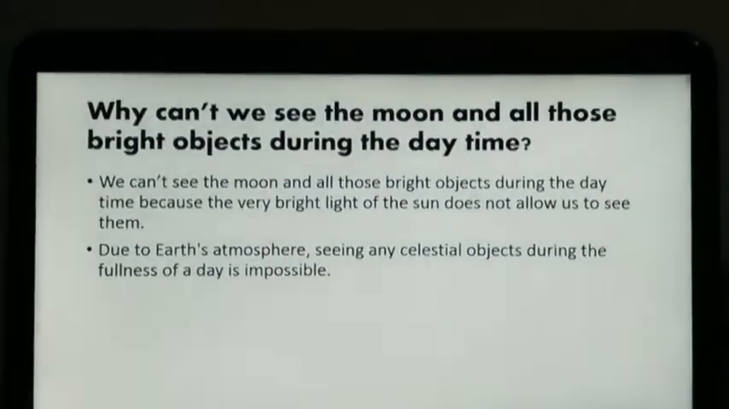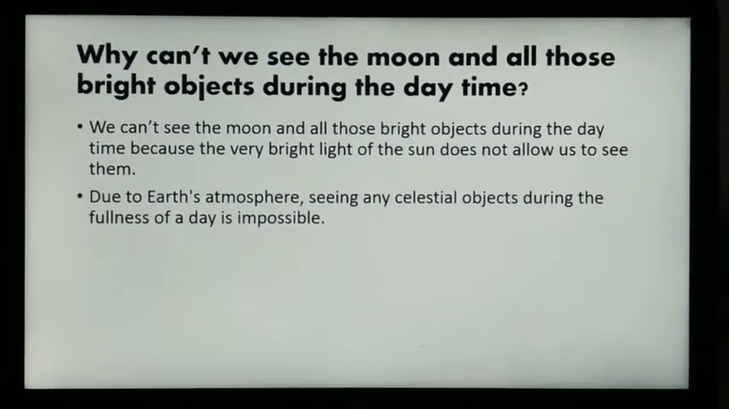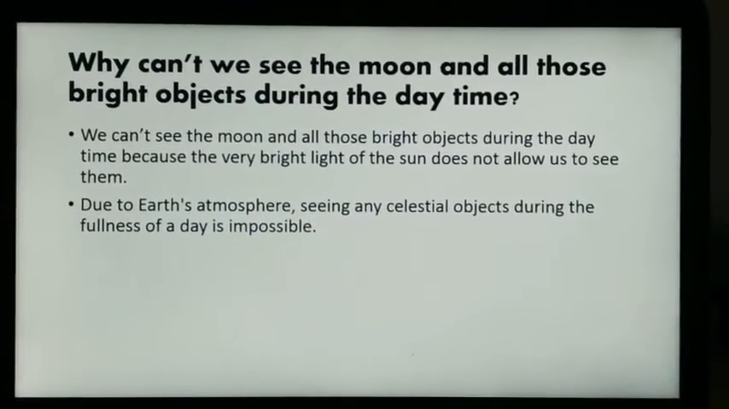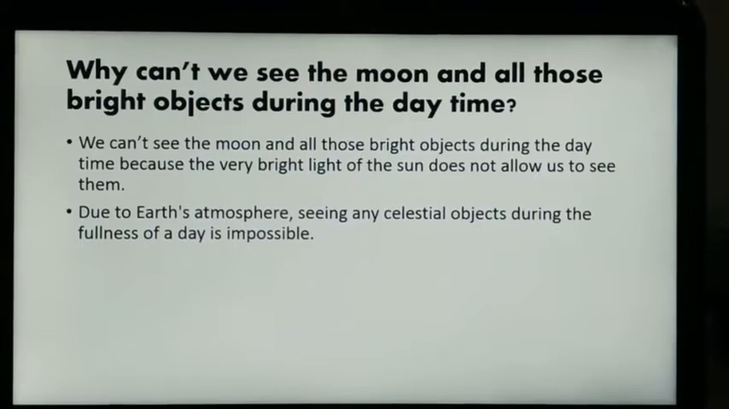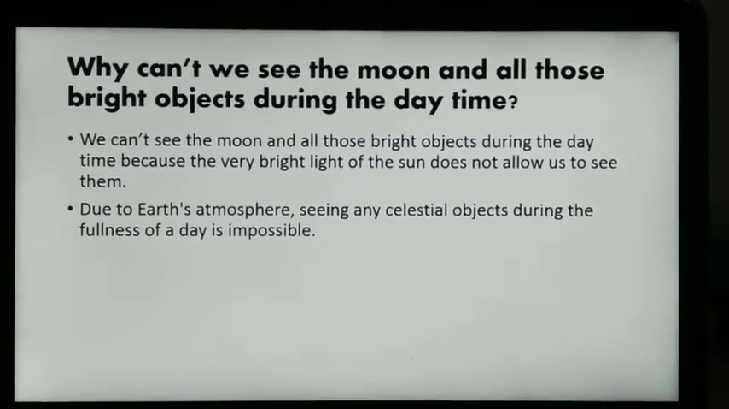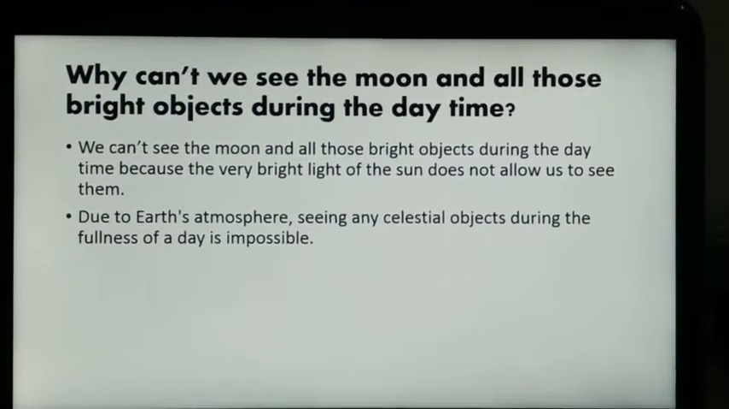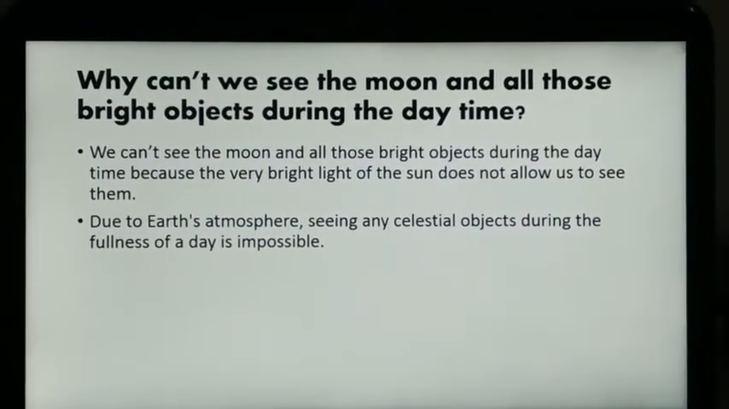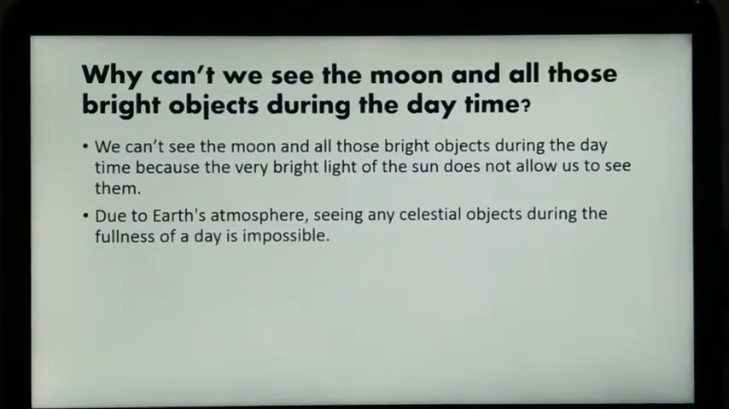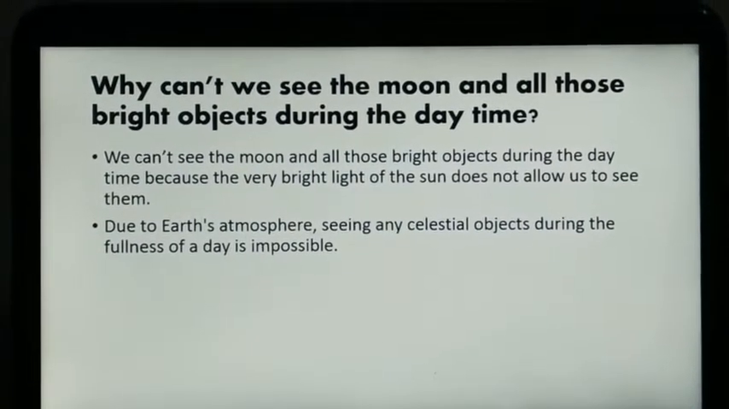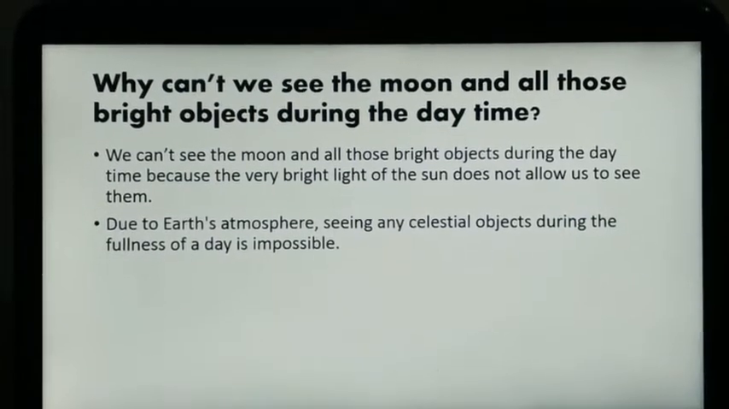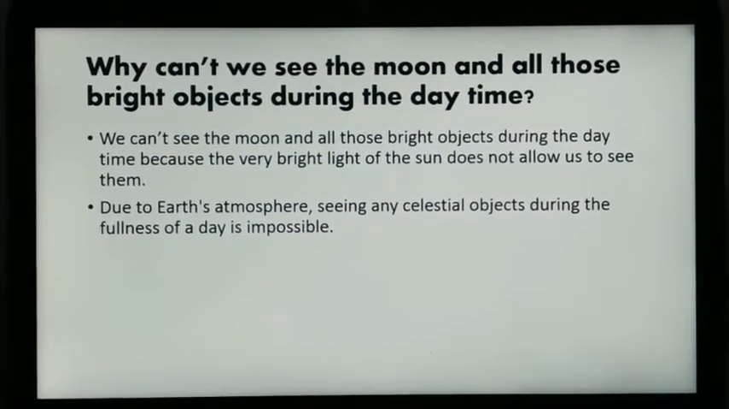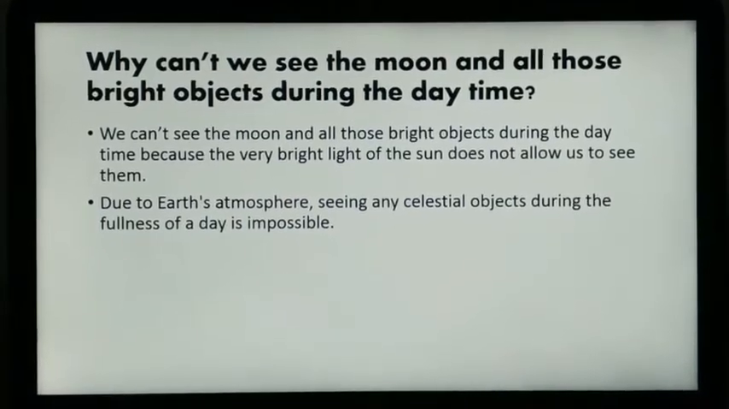This question is often asked by a lot of people or students. Why can't we see the moon and all those bright objects during the daytime? We can't see the moon and all those bright objects during the daytime because the very bright light of the sun does not allow us to see them. But there is another factor, that this visibility has been reduced because of the Earth's atmosphere. Due to the Earth's atmosphere, seeing any celestial body during the fullness of a day is impossible. That is why on occasions, you get to see the moon partially.